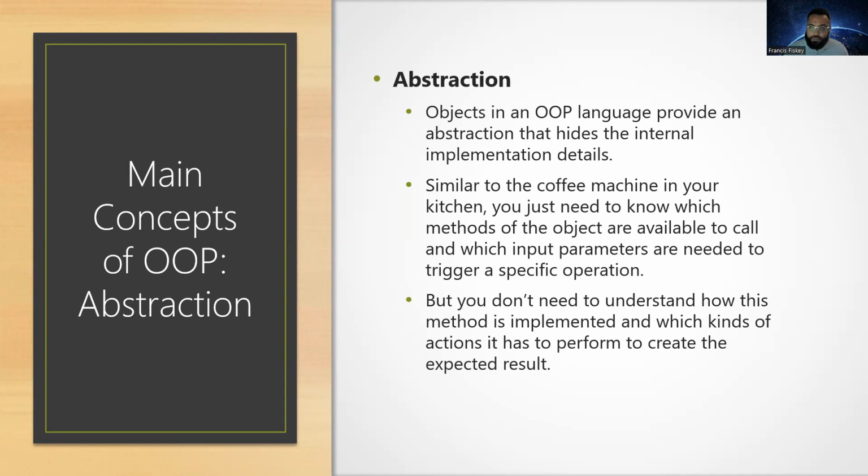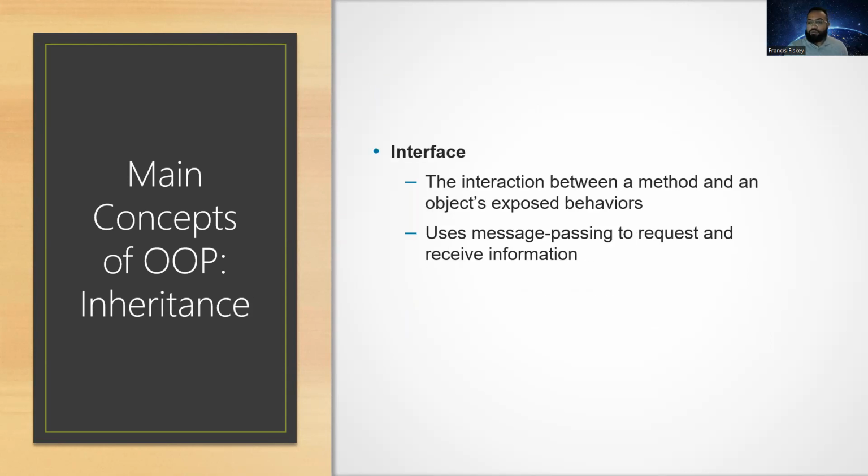And the developers do this on purpose to keep their code secure, so it's not easily modifiable after compile. So what's an interface? Well, an interface is an interaction between a method and an object's exposed behaviors. An interface is an abstract layer of your code. It sits in front of your class, and for the most part, it forces the user to have to interact with this interface versus what's behind it.